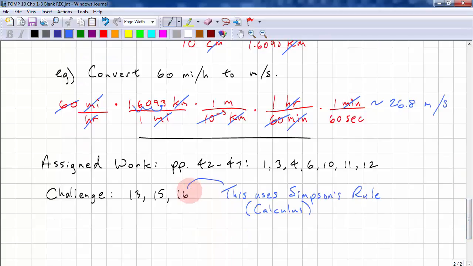And if you do the challenge questions, number 16 uses a formula. And I'm going to tell you where that formula comes from. It comes from calculus, and it's called Simpson's rule. Just so that you know that the formula is not made up. It comes from somewhere. And that completes this lesson.